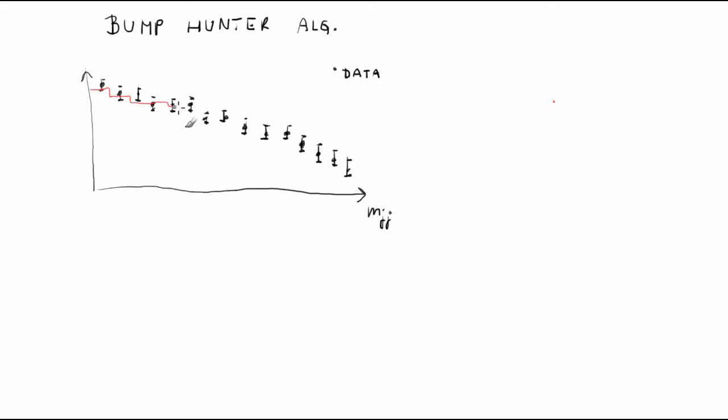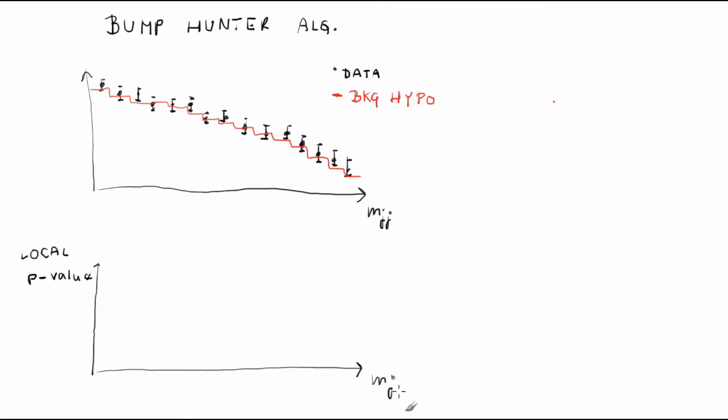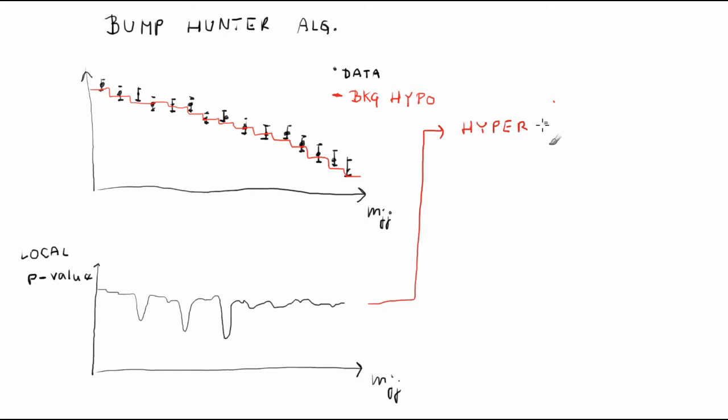In a first step, we look at each bin individually, and we perform a test of the background-only hypothesis, just with the use of the one bin. This first step results in a set of local p-values, one p-value for each bin. Most of them are pretty high, as expected, but some of them can be low. This is also expected. Then, in a second step, we do a hypertest, as the bump hunter algorithm calls a test based on the whole histogram.